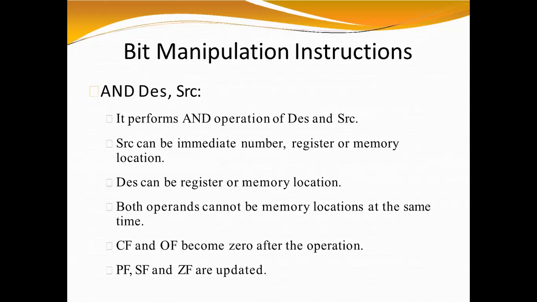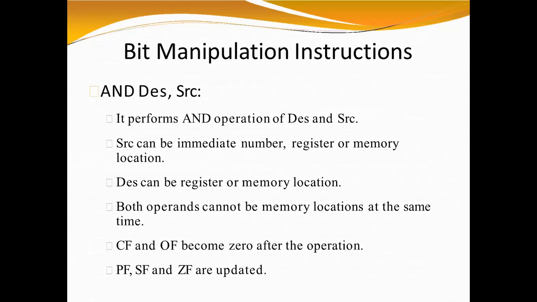AND performs the AND operation of destination and source. The source can be an immediate number, register or memory location, and the destination can be a register or memory location. Both operands cannot be memory locations at the same time; this is a very important point. CF and OF become 0 after the operation.